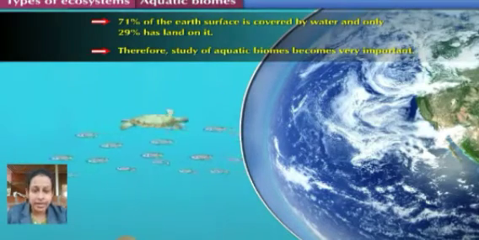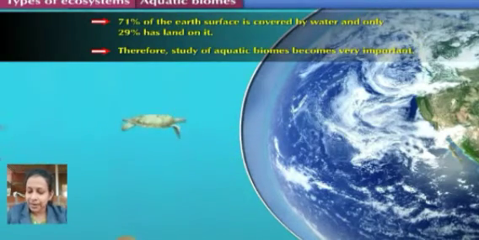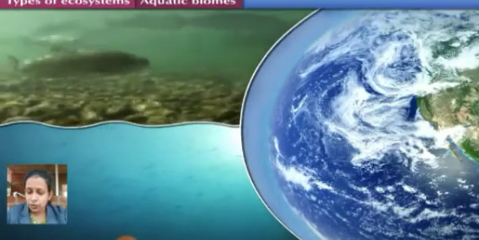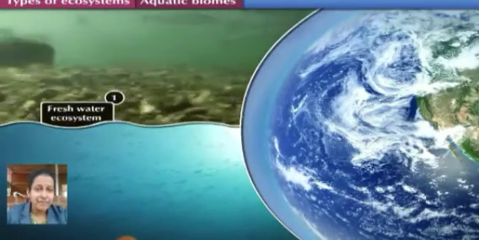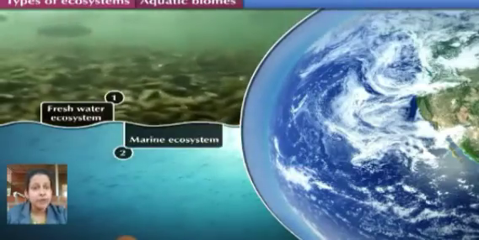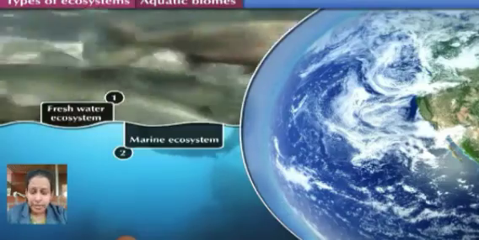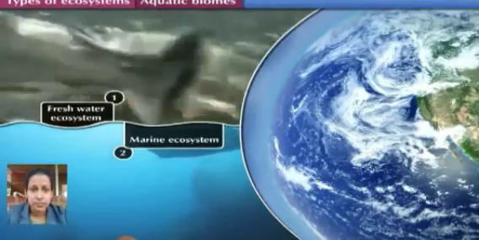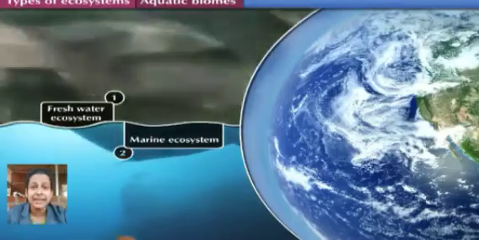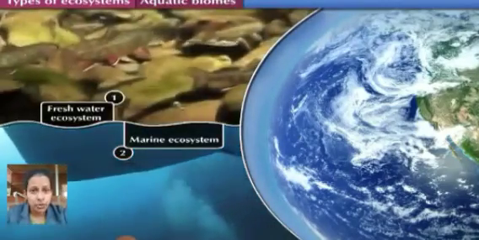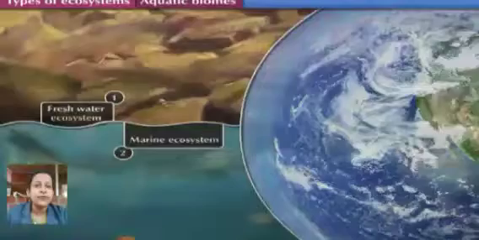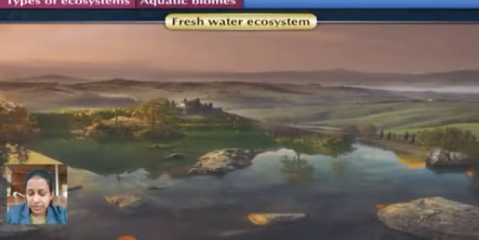According to area, aquatic biomes are widespread, and there are different types of aquatic ecosystems. The types of ecosystems are the freshwater ecosystem and the marine ecosystem. Let's first learn about the freshwater ecosystem. What types of consumers, primary, secondary, tertiary, and decomposers, are there in the freshwater ecosystem? The freshwater ecosystem includes mostly ponds, lakes, and rivers.